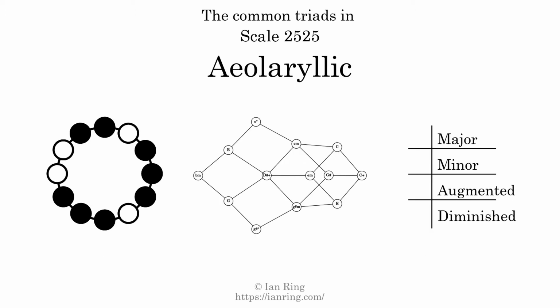10011101101. Here are the common triads present in this scale. The diagram in the center is a graph of parsimonious voice leading between triads. There are 5 major triads. There are 4 minor triads. There are 2 augmented triads. There are 2 diminished triads. Here is a Hamiltonian path of parsimonious voice leading that uses all the triads.